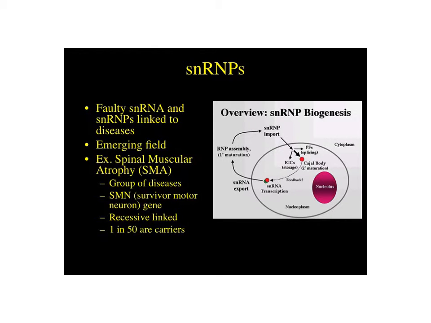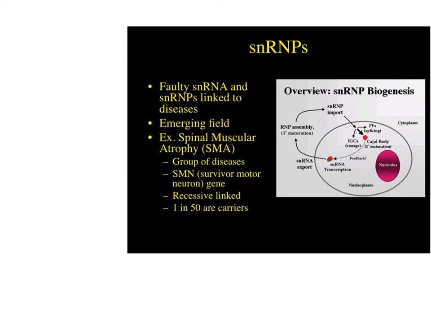All right, and so I usually try to end with picking at least one biomedical aspect. Here, there is at least one fairly common genetic disease that is associated with SNRPs, and it's spinal muscular atrophy. 1 in 50 people are carriers, so 2% of the US population actually carries this gene, but it's recessive. It's technically a group of diseases involving the SMN gene, which is the survivor motor neuron gene.